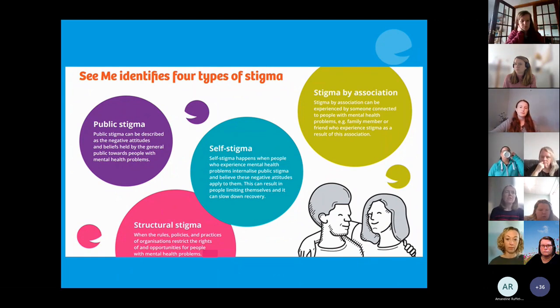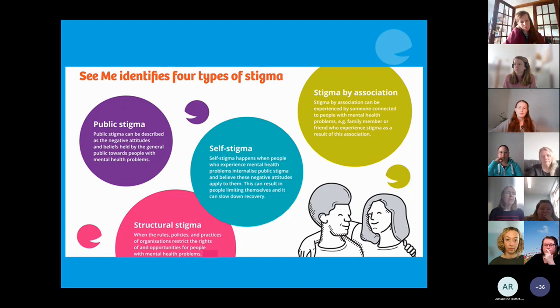Then you've got stigma by association, which I think is a really important one to highlight, because you don't need to have a mental health problem to experience stigma, is what stigma by association highlights. This can be experienced by people that are connected to someone who might have a mental health problem, so a family member or a friend as well. So I think it's an important one to highlight, that you don't have to be experiencing a mental health problem to experience stigma.